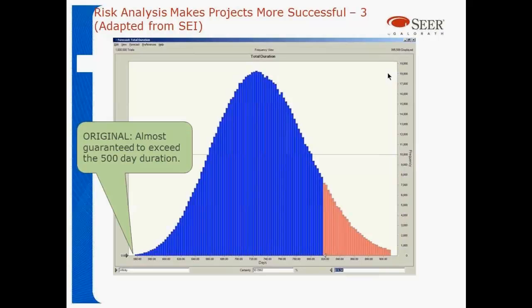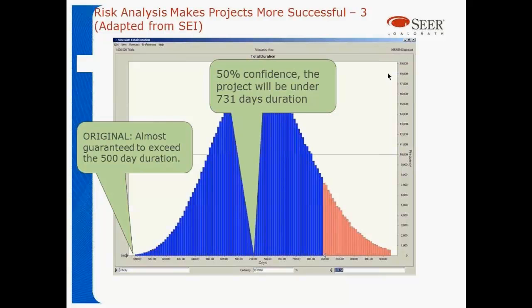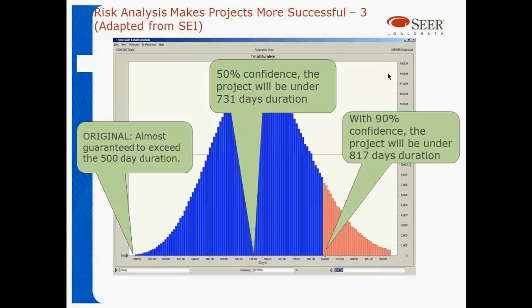Click it, Lee. In this example, the original 500 days has about a 0% probability of actually being achieved. So by using statistical risk analysis, we can find out what the probabilities really are. Next, Lee. Now, it turns out at 50% confidence, or most likely, this project will take 731 days based on the information on that prior slide. What if we planned for 500? What if we told the highest levels of executives in the company we could do it in 500? We're in big trouble.